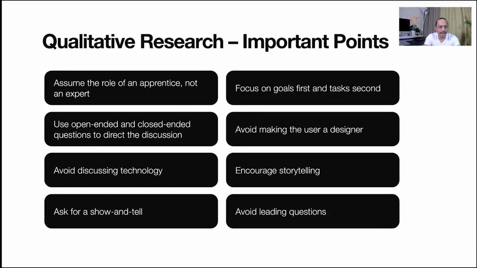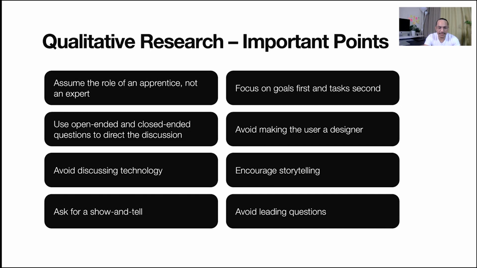Whenever you're there, you should understand from them why you are using the product. And whenever you're asking questions, always keep your questions open-ended. Don't ask questions which have close-ended answers. Open-ended is basically asking, okay, so how do you use it? Instead of saying, do you use it for 1 hour, 2 hours, or 3 hours? Don't be specific, be open.